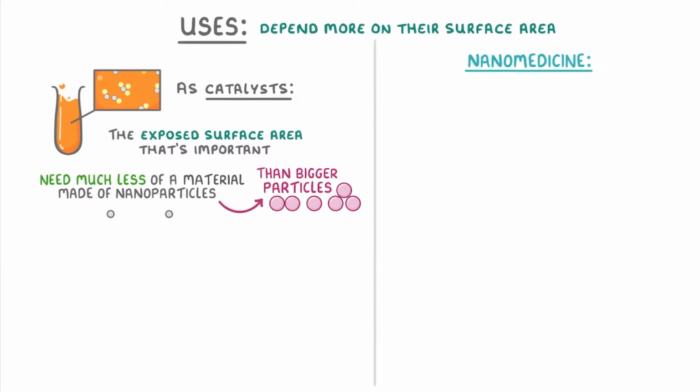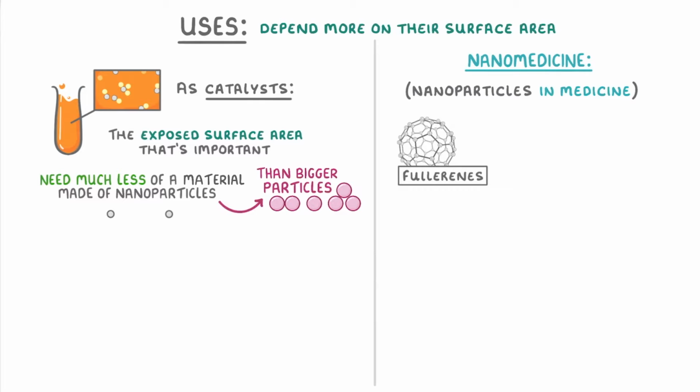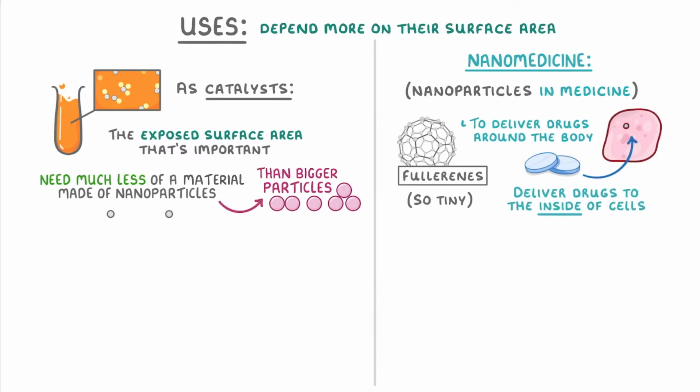Another use is in nano-medicine, which is the use of nanoparticles in medicine. For example, scientists are currently researching how we could use fullerenes, like these spheres made of carbon atoms, to deliver drugs around the body. The hope is that they're so tiny that they could easily deliver drugs directly to the inside of our cells.